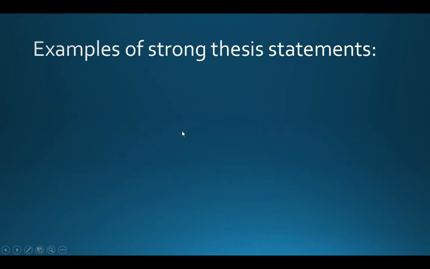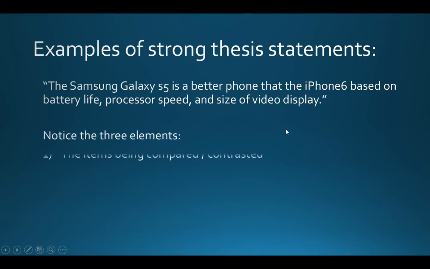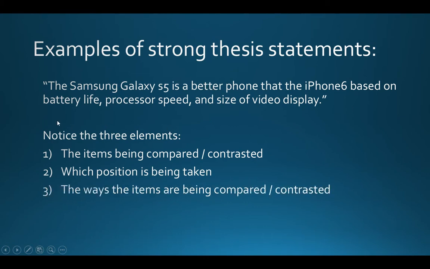Okay, so let's give you an example here. The Samsung S5 is a better phone than the iPhone 6 based on battery life, processor speed, and size of video display. So please notice, we have the items being compared: Samsung, iPhone. Which position is being taken? This one is better. And how are we going to compare them? Battery life, processor speed, and size of video display. So that is an example of how that would work.